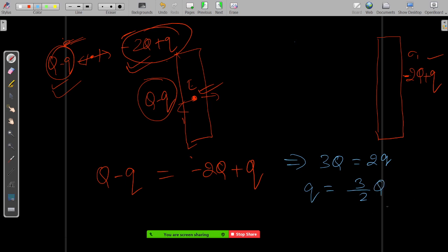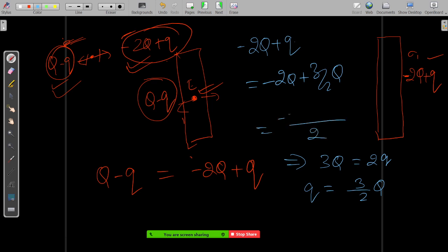And what they have asked is, what is the charge on the outer surface of the right hand side? So that is minus 2q by 2 plus q, which is minus 2 plus 3 by 2 q. Minus 4 plus 3 becomes minus 1, which is equivalent to minus q by 2.